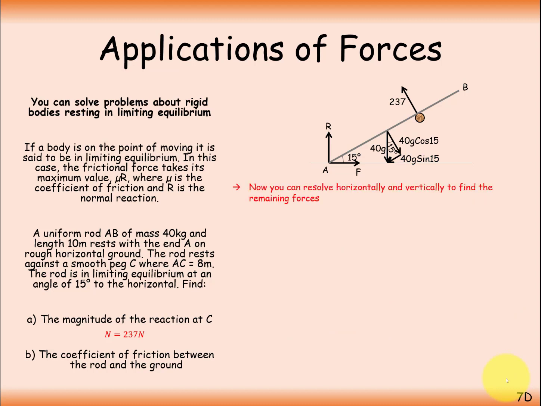Now let's do our main skills: resolve horizontally and vertically to find the remaining forces. Let's split those up into horizontal and vertical components. So make another triangle, that's going to be 15 here, and we label like we do normally 237 sin θ, because that's the opposite, and hypotenuse, and we have that as well.